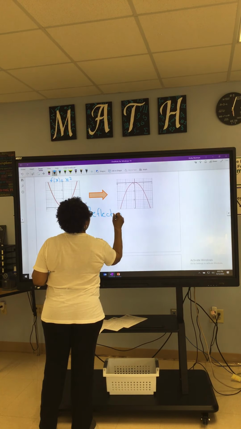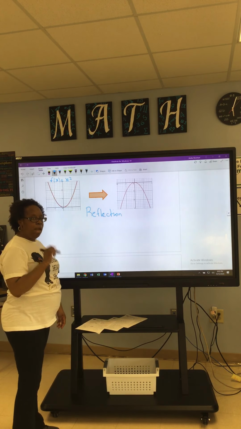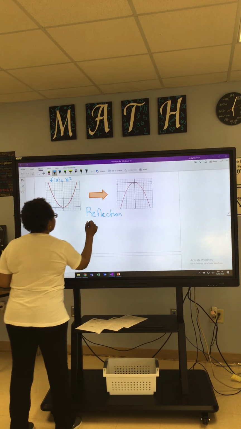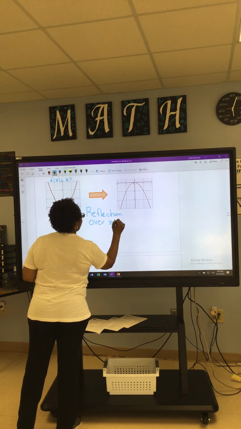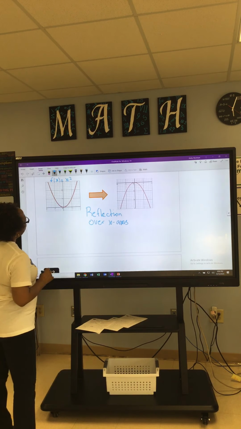And again, forgive me for my handwriting. I guess I can't fuss at you guys too much about yours, huh? I'll keep that in mind. So a reflection over the x-axis. And that is axis. This pen doesn't like me today, I don't think.